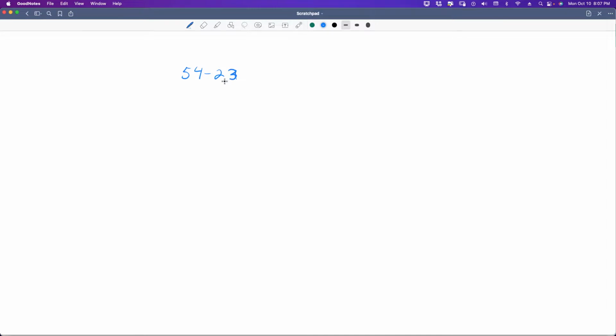This was 23. What we can do here is we would say 54 minus 23. We'd line them up with the right places over the top of each other. 4 minus 3 would be 1. 5 minus 2 would be 3. So our answer would be 31. Really easy to do, right? We line everything up in the place that it has to go.